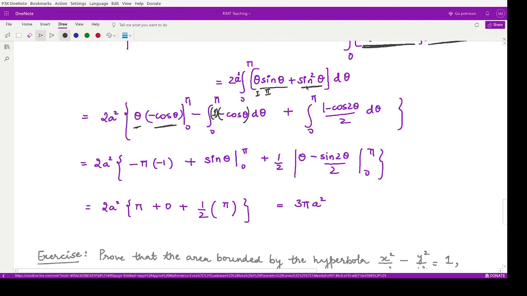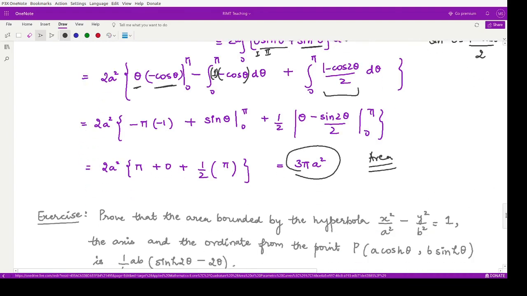For the integration of the second term, we'll again use the double angle formula. So it is equal to 1 minus cos 2 theta divided by 2. So this is the formula. So the final answer here is 3 pi a square. This is the area between one arc of the given cycloid.